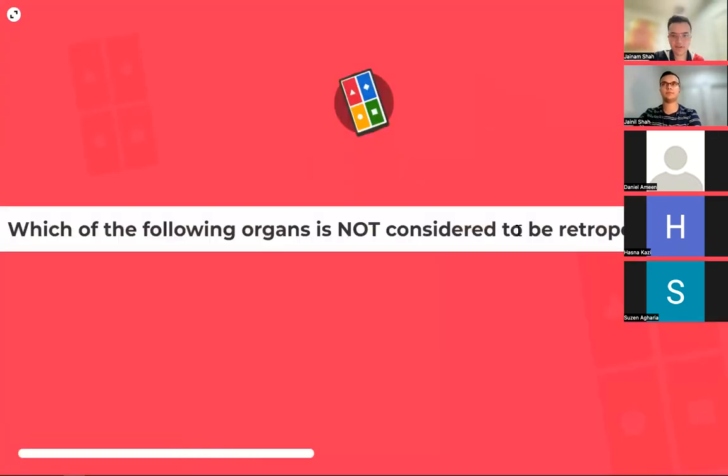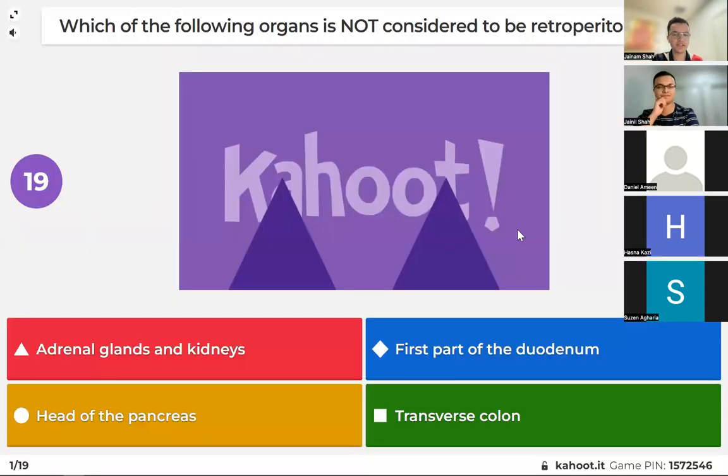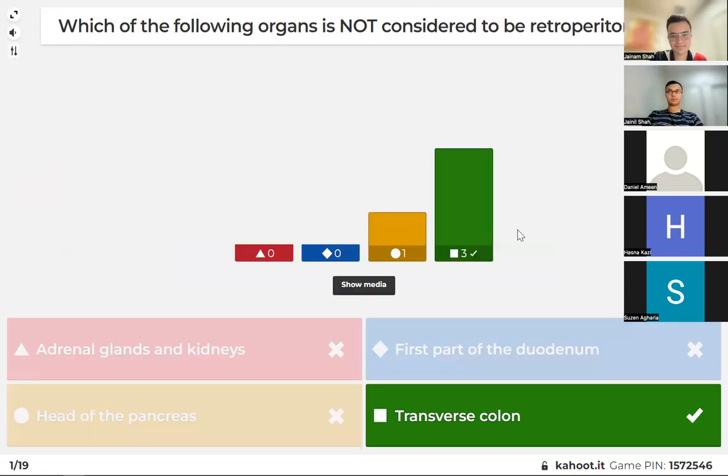Okay, starting off nice and easy with some high yield anatomy stuff. So, which of the following organs is not considered to be retroperitoneal? Yeah, well done for everyone who picked green. So this is a bit of a tricky one, I'll admit, but it is actually one of those questions that is super high yield because they can ask this in a couple of different ways in the actual exam.